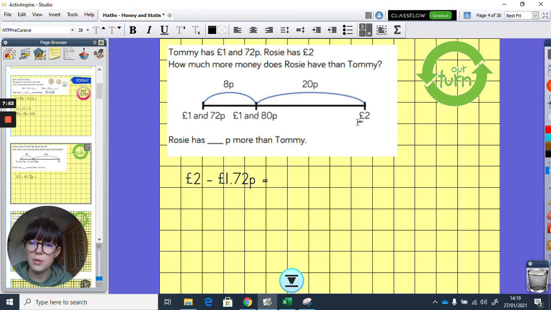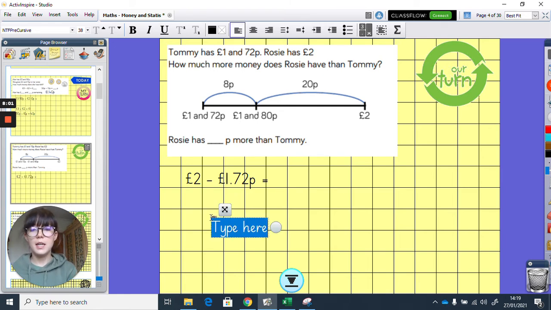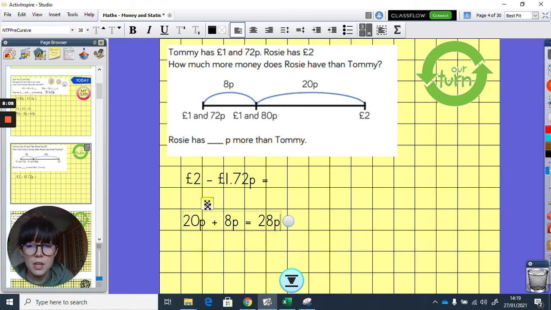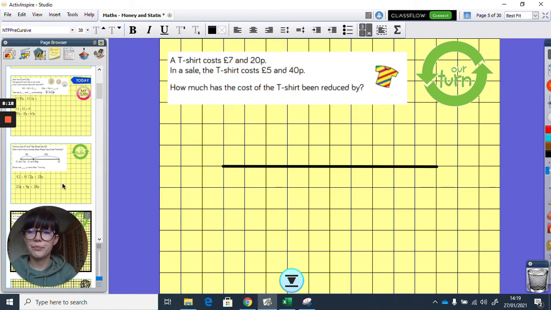So what do you need to do to work out the answer? Well, all you need to do is add up the amounts of money in the jumps, because that's going to be the difference. 20p add 8p equals 28p. So our answer to the question is that Rosie has 28p more than Tommy.